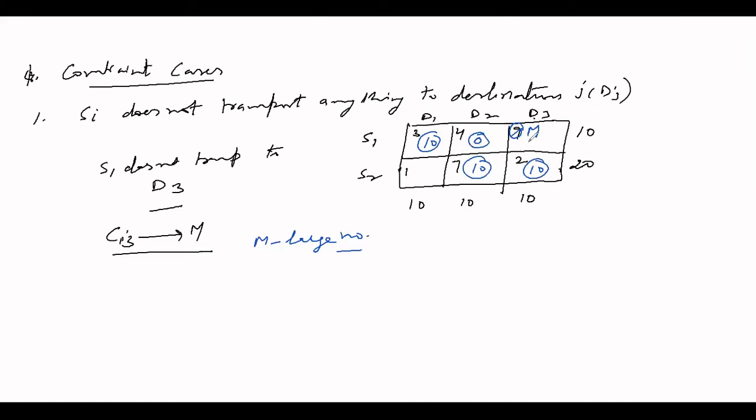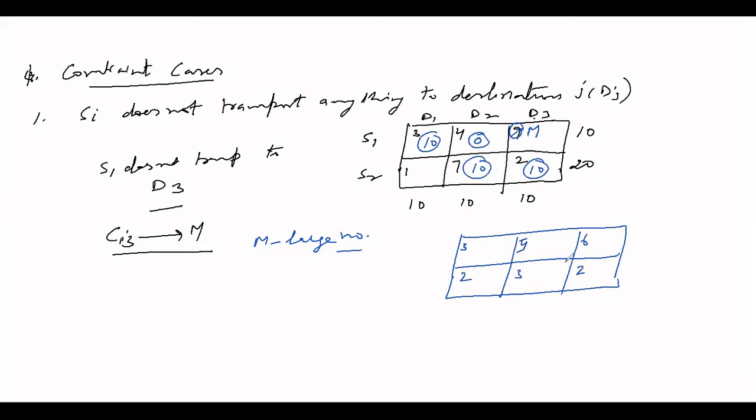Suppose we consider a case when we have an allocation that we are transporting initially to M. Let me take this case. Suppose I put a constraint that source 1 does not transport anything to destination 1. So 3, 4, say 6, we take 5, 2, 3, 2. Again I have 20, 20, 10, 15, 10. Suppose this is a transportation problem and I say source 1 does not transport anything to destination 1.